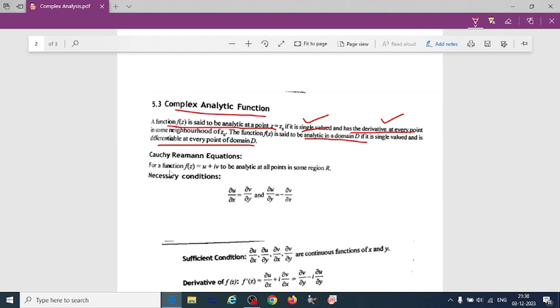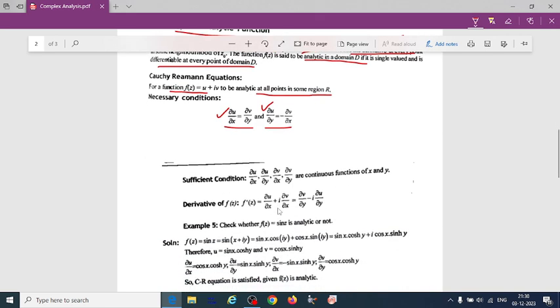So let us take the function f of z equal to u plus iv, that is to be analytic at every point in some region R. So the necessary conditions are, the first condition, dou u by dou x equal to dou v by dou y, and the second condition, dou u by dou y is equal to minus dou v by dou x. These two conditions must be satisfied if a function is analytic.